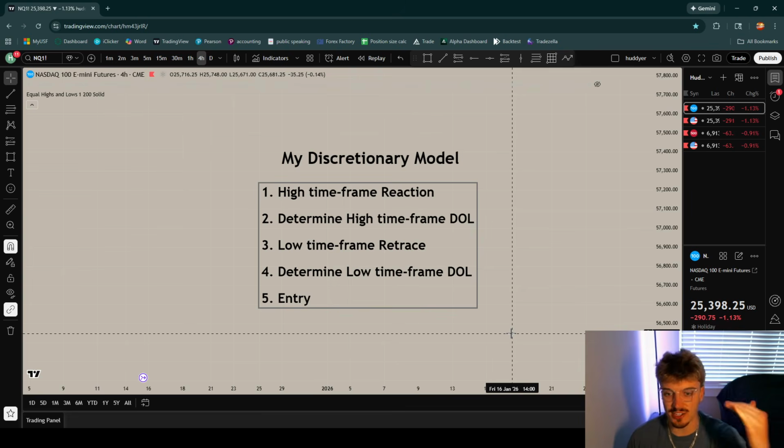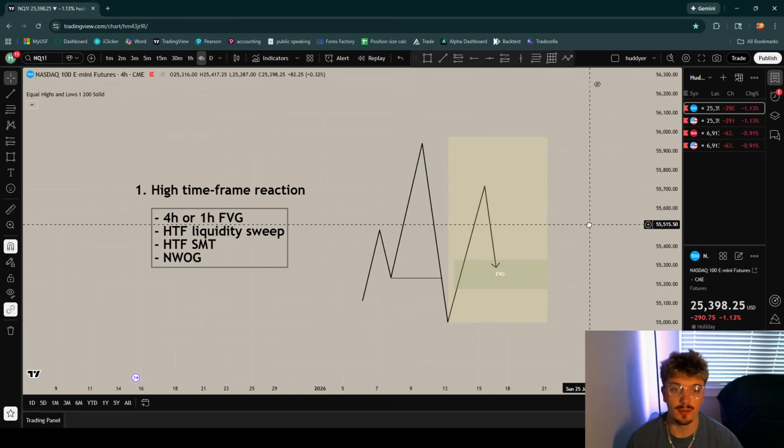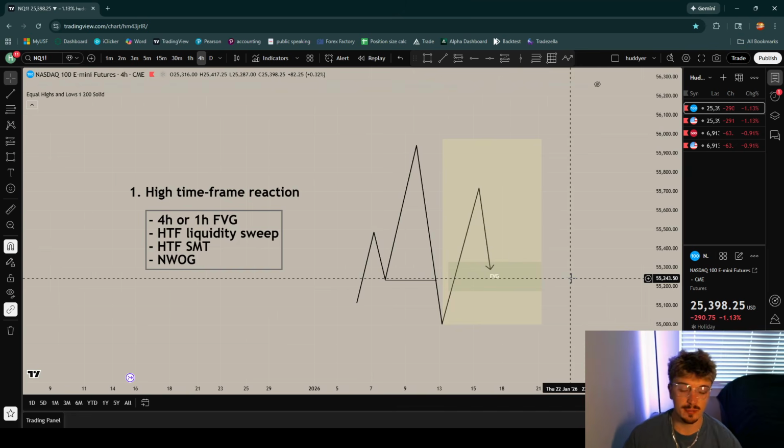So we're going to go over each and every one of these steps, kind of go over how I'm thinking, how I go through it, everything like that. So first off is your higher time frame reaction, right? And this can be a couple different things. This can be a 4-hour or a 1-hour fair value gap, which is most likely what I'm going to be using, right?